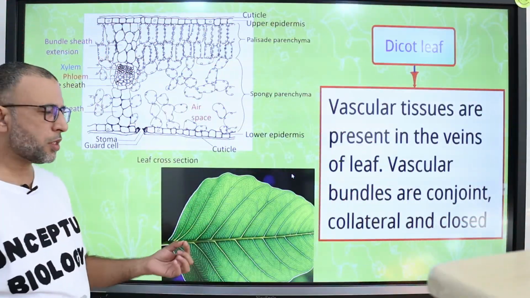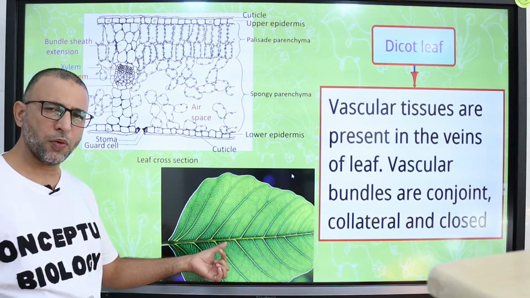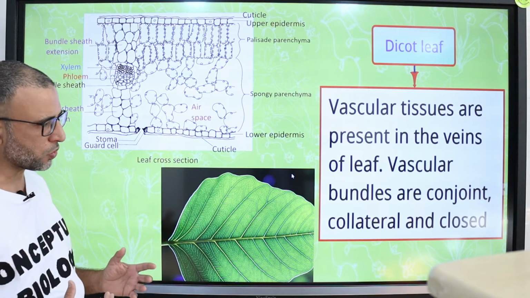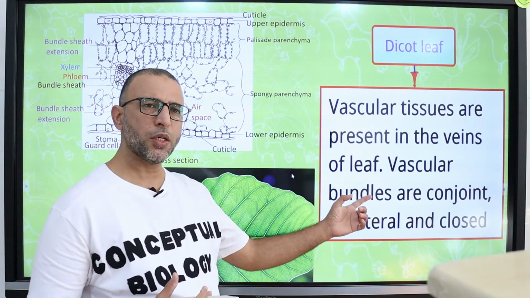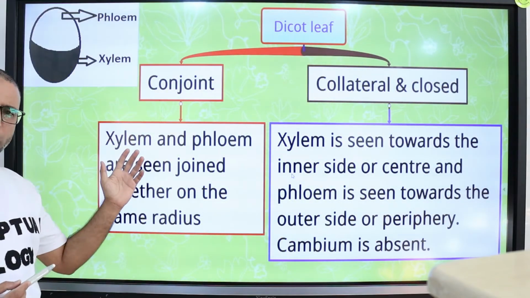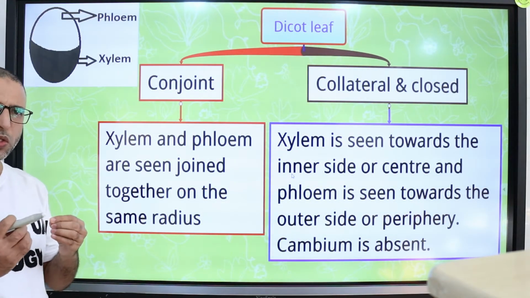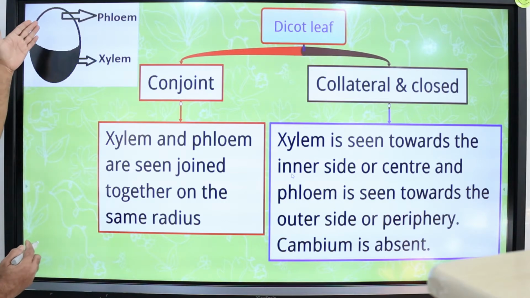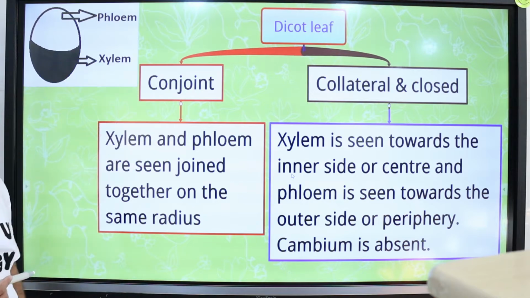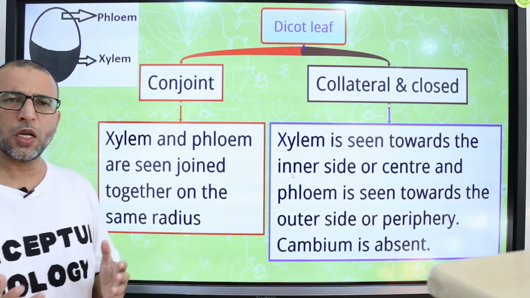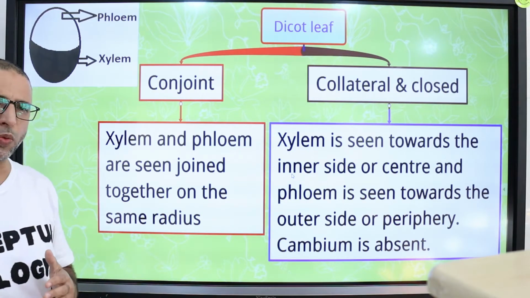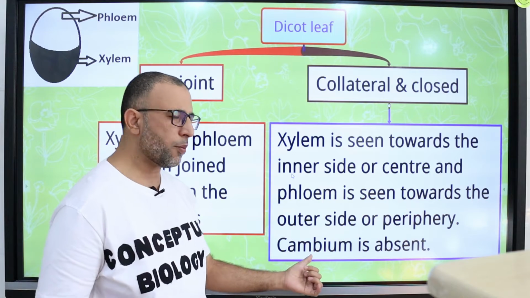Vascular tissues are present in the veins and midrib of the leaf, and vascular bundles are conjoined, collateral and closed. Now, what are conjoined, collateral and closed? Conjoined means xylem and phloem are seen joined together on the same radius. So, here are phloem and xylem, present in the same radius, that is called conjoined. Collateral means xylem is present towards the inner side and phloem is present towards the outer side. And closed means cambium is absent.